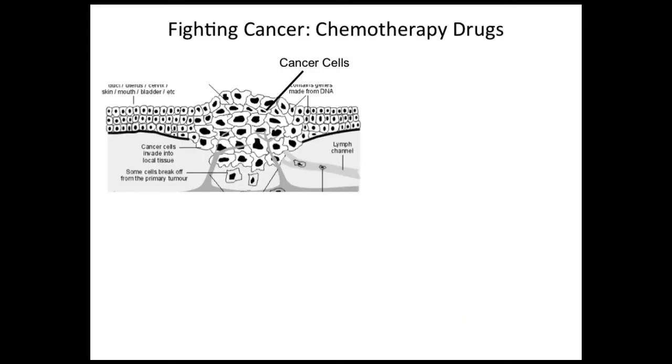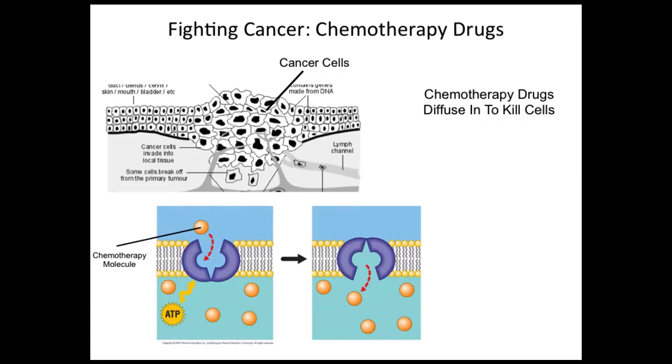Chemotherapy drugs are those drugs that we give to patients with cancer. They can help fight those cancerous cells from dividing out of control by killing those cancerous cells. Chemotherapy drugs diffuse in to kill cells, but cancer cells are able to fight back. Cancer cells can actually use active transport to try to pump those molecules against the concentration gradient. Therefore, doctors need to prescribe just the right balance of chemotherapy, not too much to make you really sick, but also not too little, because if it's not enough, the cancer cells will just pump the drugs out.